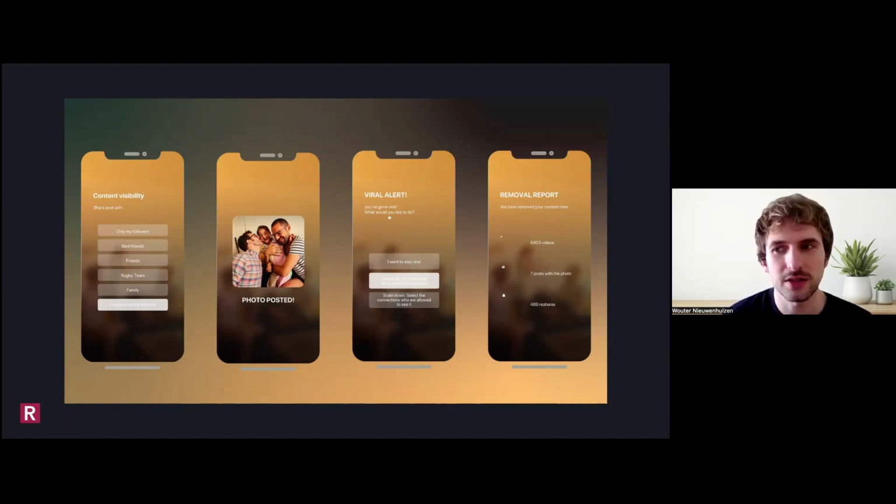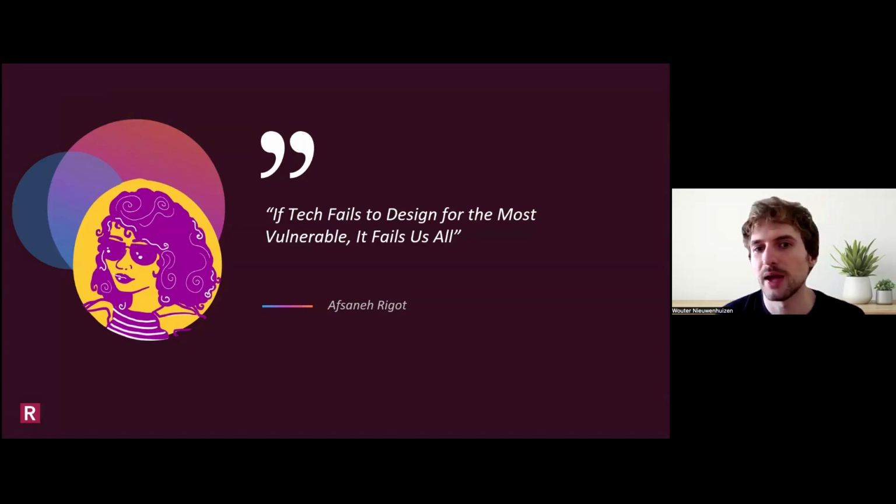So it's totally against how these platforms work right now, but hopefully it sheds light on whether we want to accept that this is how these platforms work, and whether design research could help us reimagine what these online spaces could look like. I want to end with a quote from Afsane Rigot, who came up with the methodology of design from the margins. She said, if tech fails to design for the most vulnerable, it fails us all. It's a really different way of looking at it.